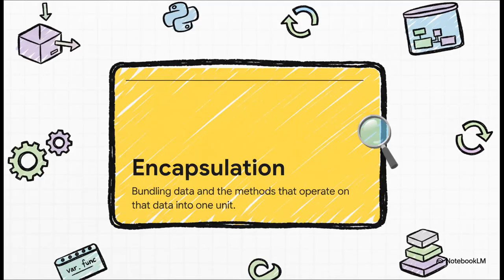Now, this whole approach is built on a few really smart principles. The first is called encapsulation. This just means we bundle the data, like a car's color and speed, and the functions that use that data, like accelerate, together inside the object, kind of like a protective capsule. This is so important because it stops other parts of your program from messing with that data directly, which helps prevent all sorts of weird bugs.